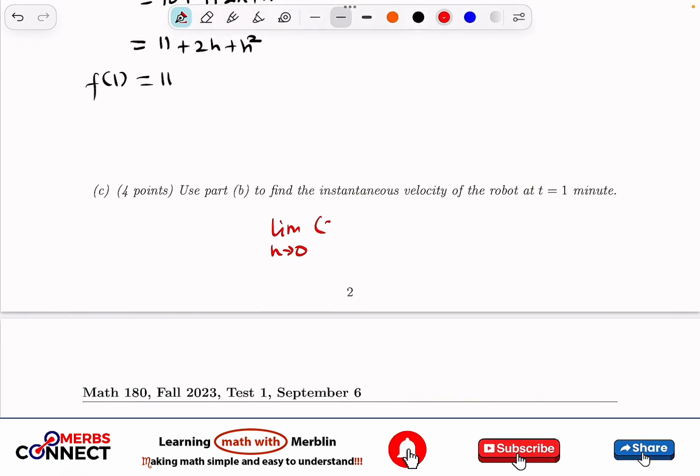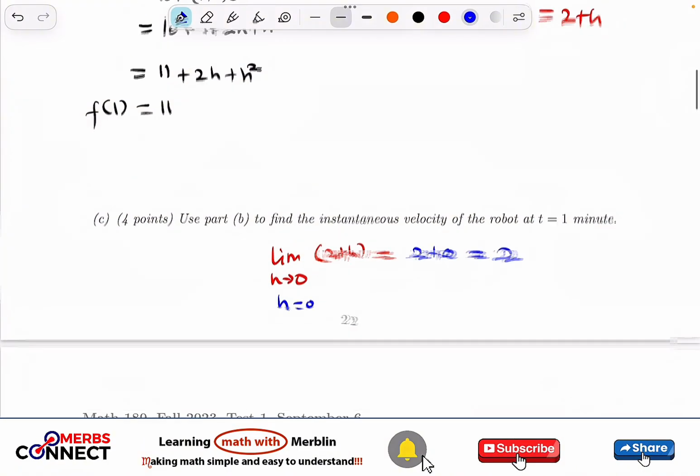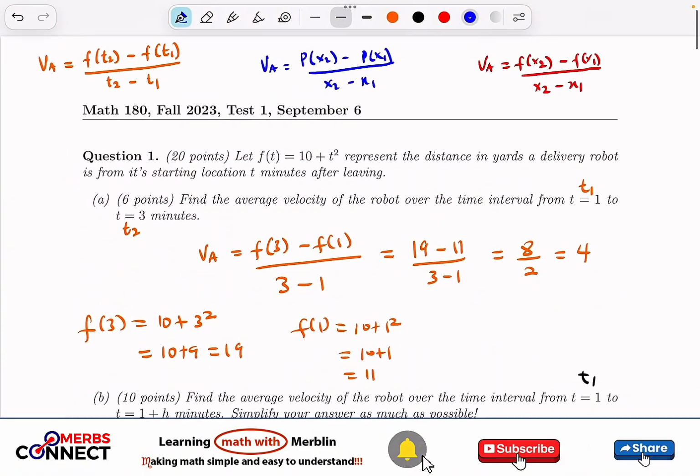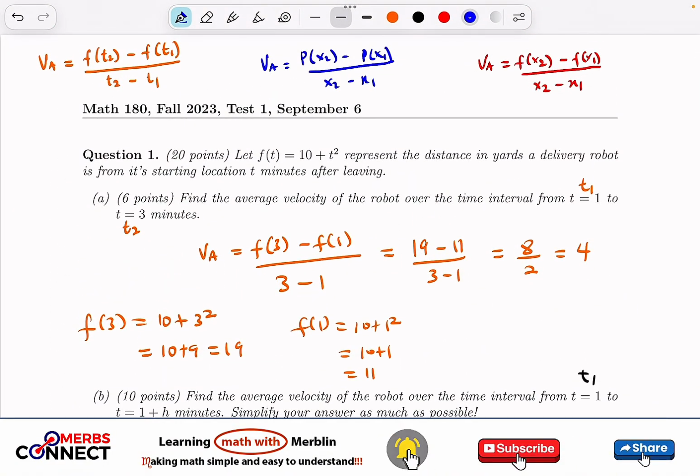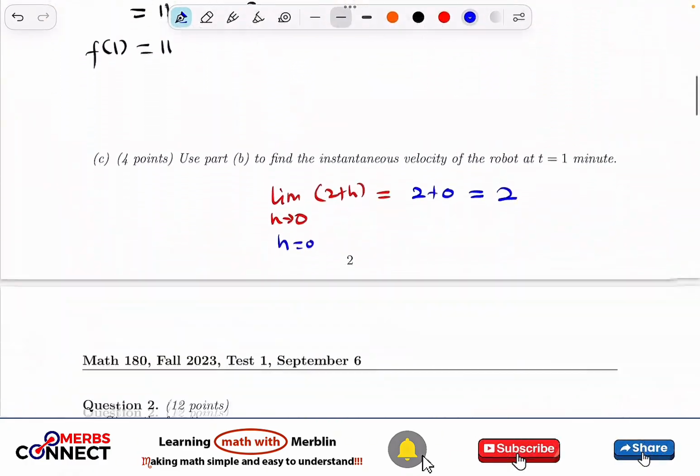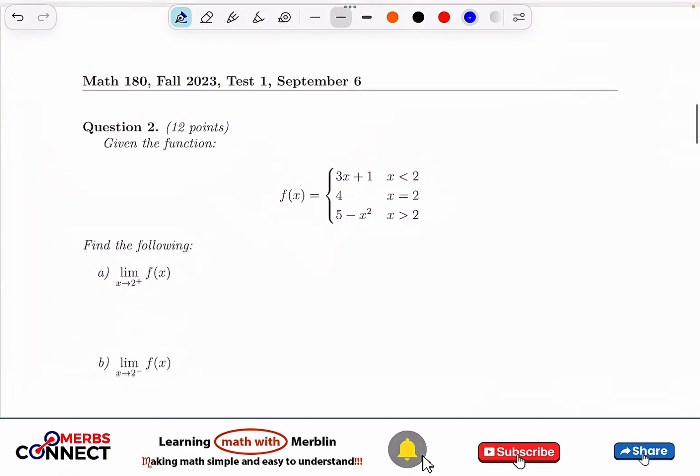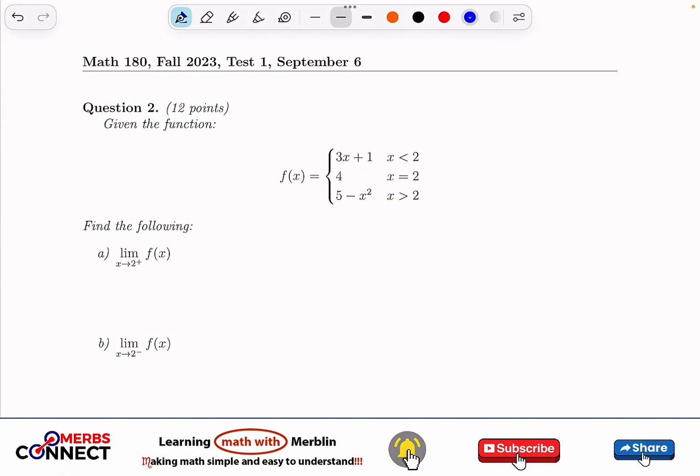So we are going to have 2 plus h, and then I'm going to set h equal to 0, and then just have 2 plus 0, and this is going to give me 2. So when you get a question like this, take your time and do it and get everything right from there. Let's look at question 2.